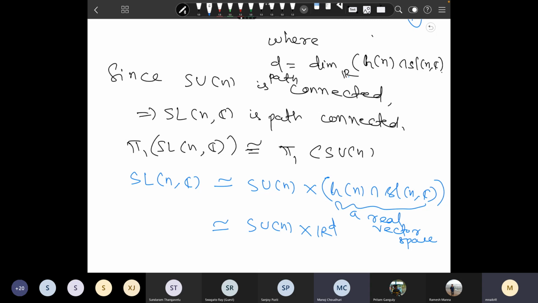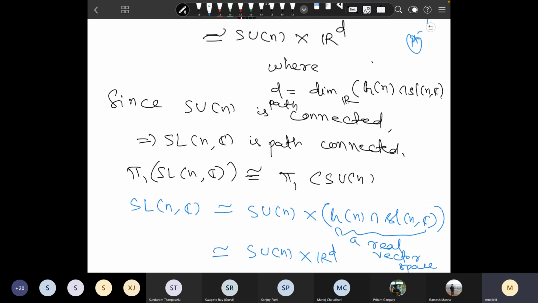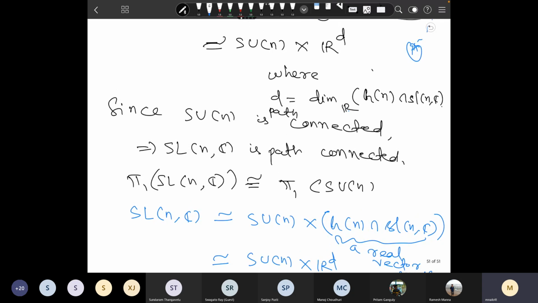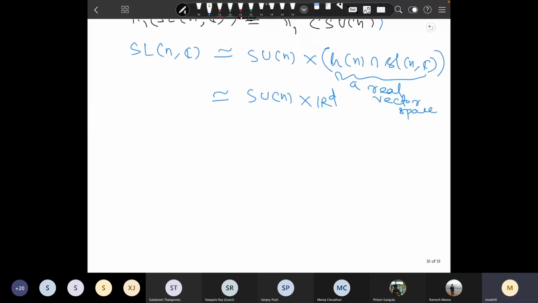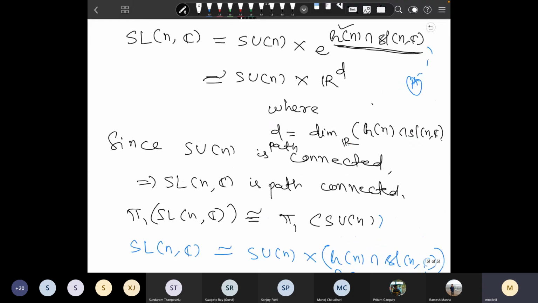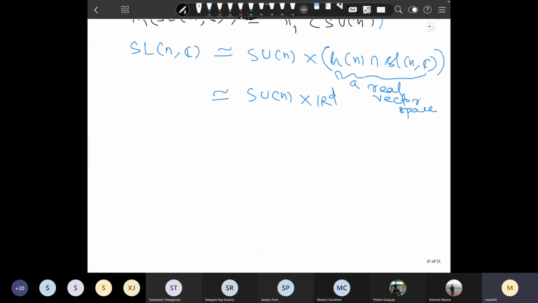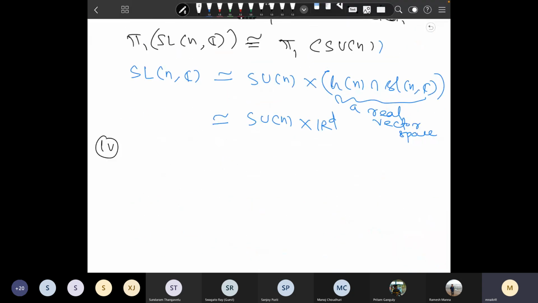Okay, thank you. So for that reason I am saying that pi 1 of SLNC is equal to pi 1 of SUN. The fourth thing I might give you as an exercise also. So the fourth one, you can take this as an exercise.